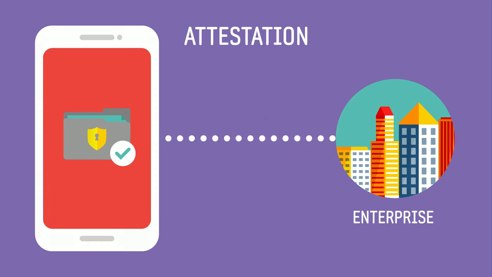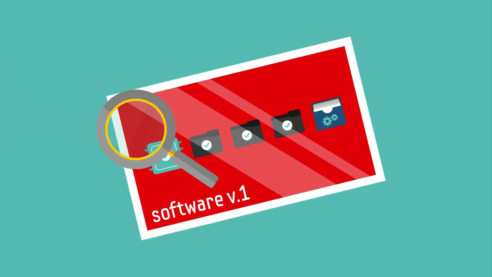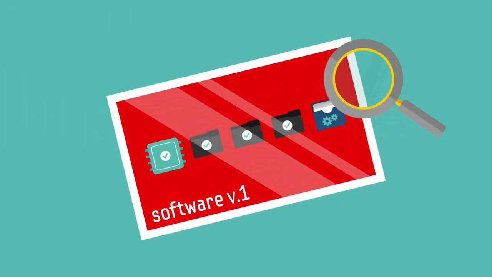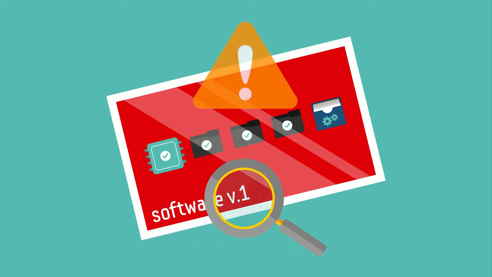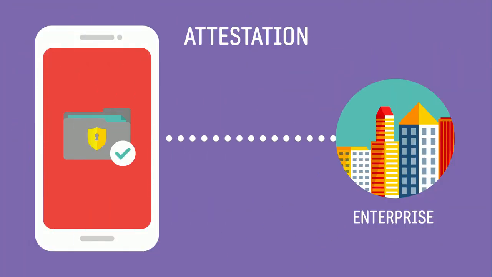The enterprise can inspect a device's attestation report to determine if the device's protections are up to date. If attestation reveals evidence of unsupported device software, the device can then be denied access to sensitive data.